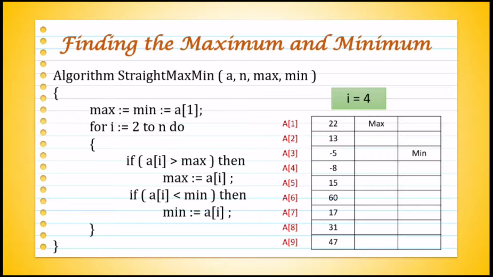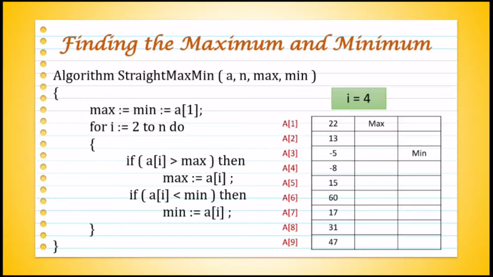So now a of i is minus 8. So minus 8 will be compared with the maximum value. Again the condition is false. That means max equal to a of i will not be executed.